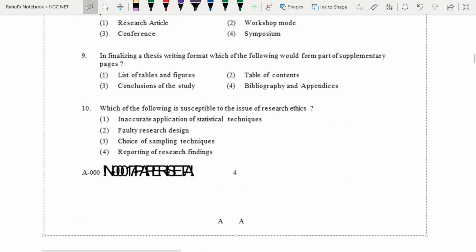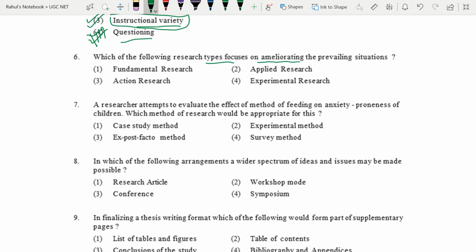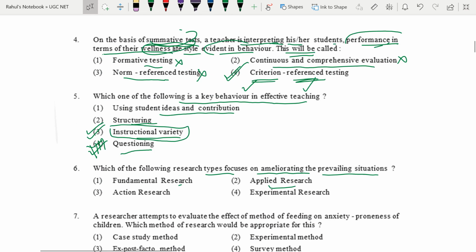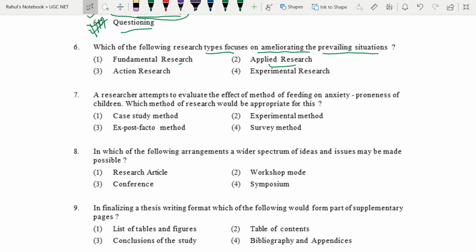The next question is, which of the following research types focuses on ameliorating the prevailing situations? Option A, fundamental research. Option B, applied research. These next five questions are from research aptitude, right? As you all know, there are 10 topics in UGC NET paper 1, and all 10 sections consist of 5 questions each. The first 5 questions belonged to teaching aptitude. The next 5 belong to research aptitude. So which of the following research types focuses on ameliorating the prevailing situations? Fundamental research, applied research, action research, or experimental research? So action research is the correct answer.